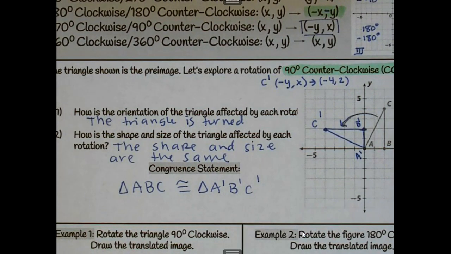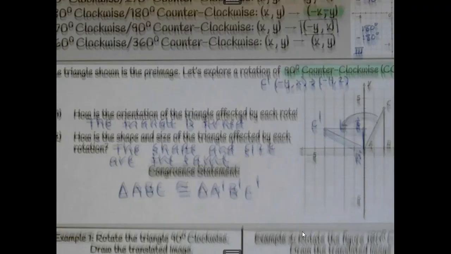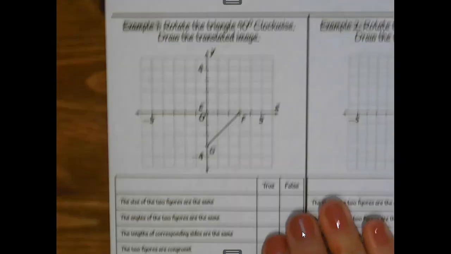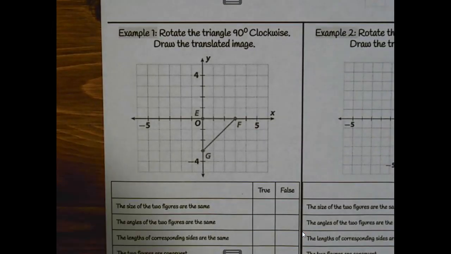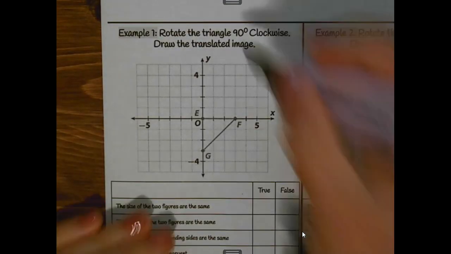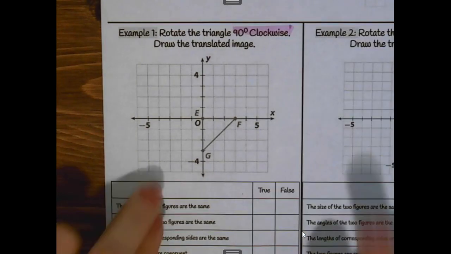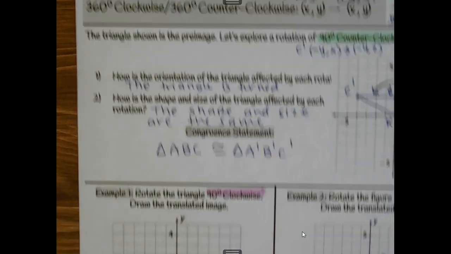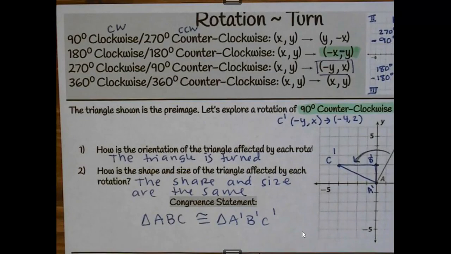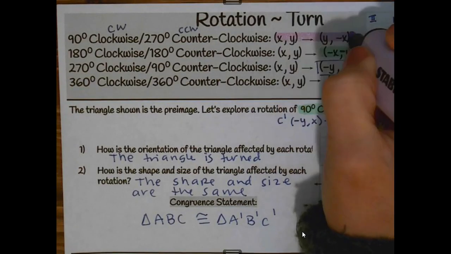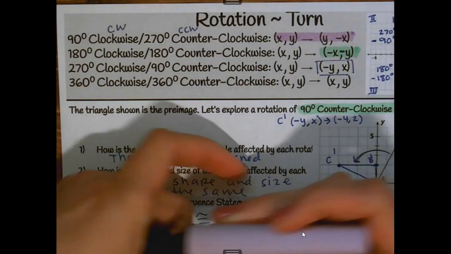So now let's go ahead and take a look at another example. So we're going to take a look at example 1 down here. All right, rotate the triangle 90 degrees clockwise. So 90 degrees clockwise, when you take a look at your rules up at the top, that's here, right? So notice what happens to the coordinates.